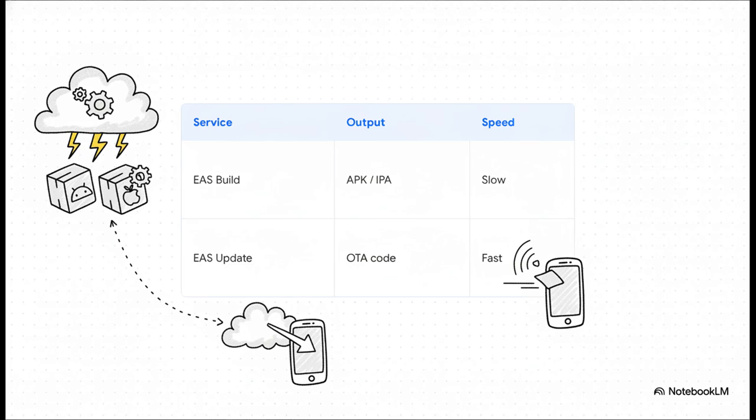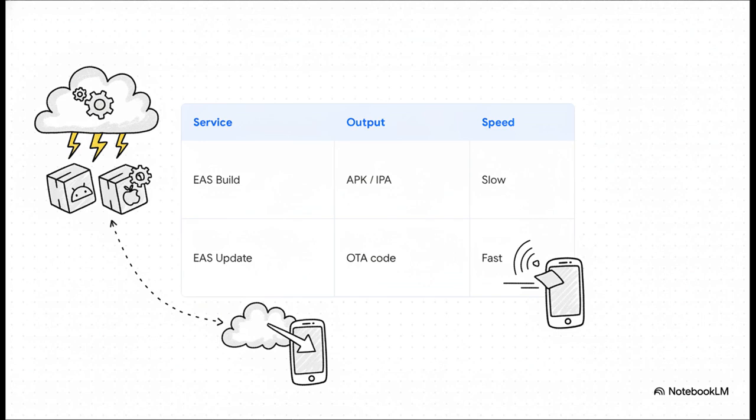With our configuration perfectly set up, we're ready for the heavy lifting. There are two primary services you'll use here, and it's absolutely crucial to understand the difference between them. EAS Build is your heavy lifter. It takes your code, compiles it in the cloud, and spits out the heavy binary files. You know, the APK for Android or the IPA for iOS, which you need for a full App Store submission.